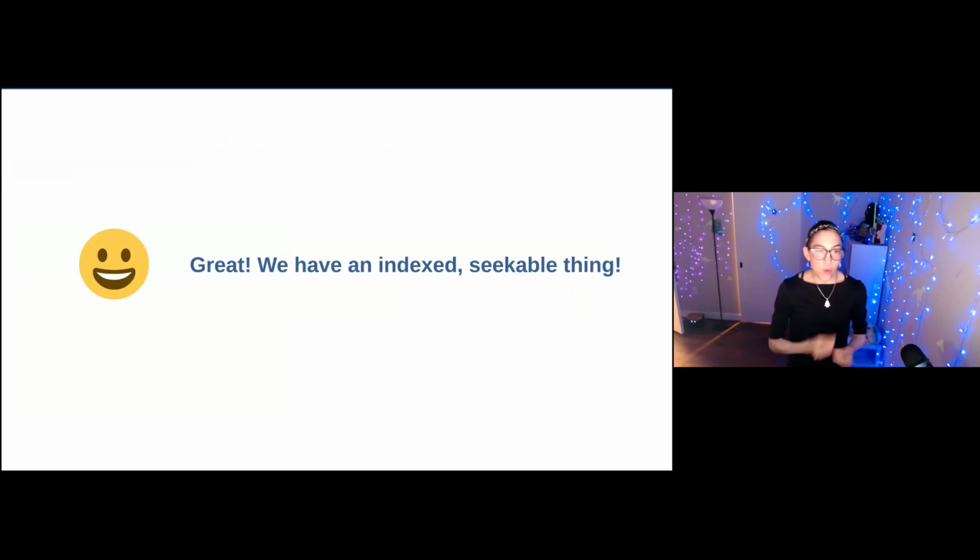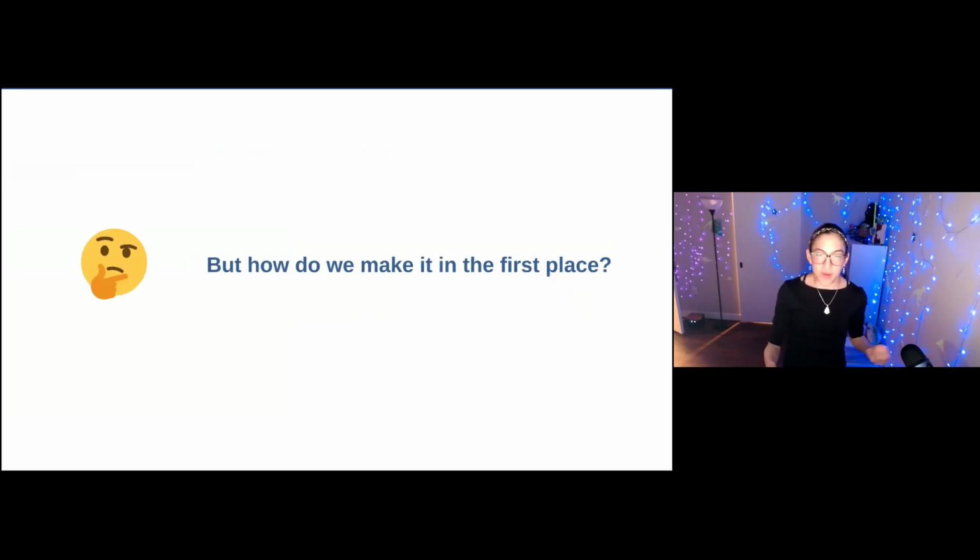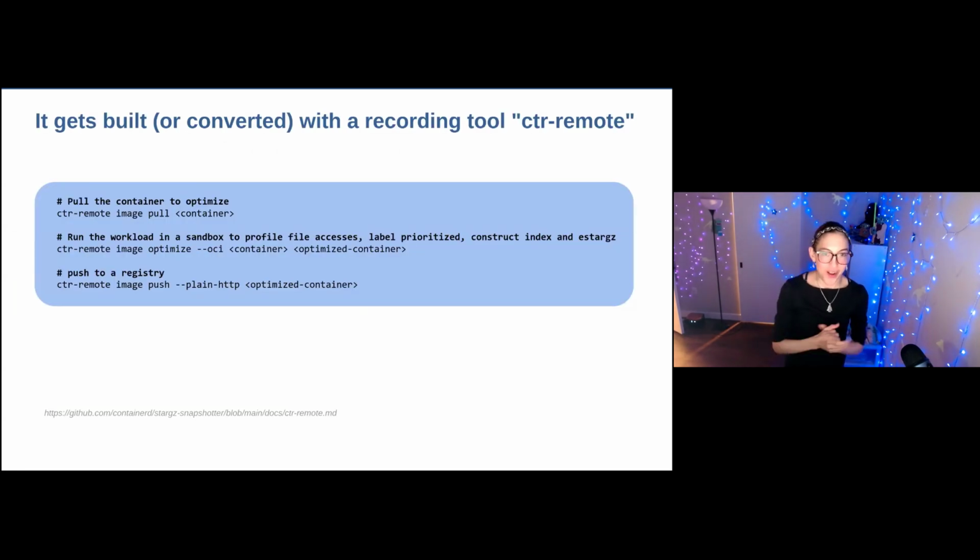So great. We have this indexed seekable thing, but where did it come from? Were we just like, poof, stargz index? Well, of course, there's a tool. There's a tool in the repository called CTR Remote. The idea is that you can pull a container image that you want to optimize. You run image optimize. You target the container. It's going to make a new container, and then you can push it to a registry. What's actually going on is it's running your workload in a sandbox to profile the file access: which files are getting accessed in what order. It's going to label those files as prioritized.